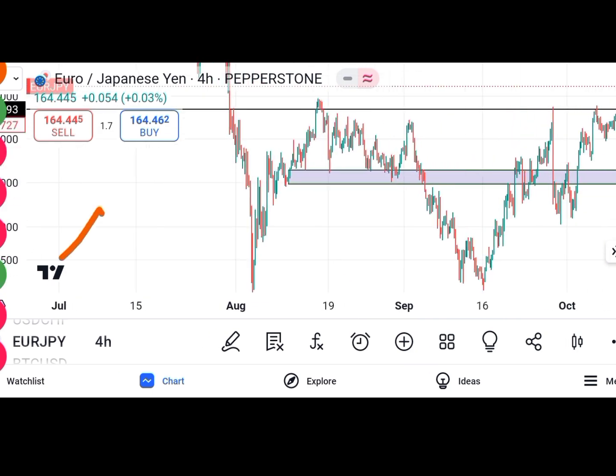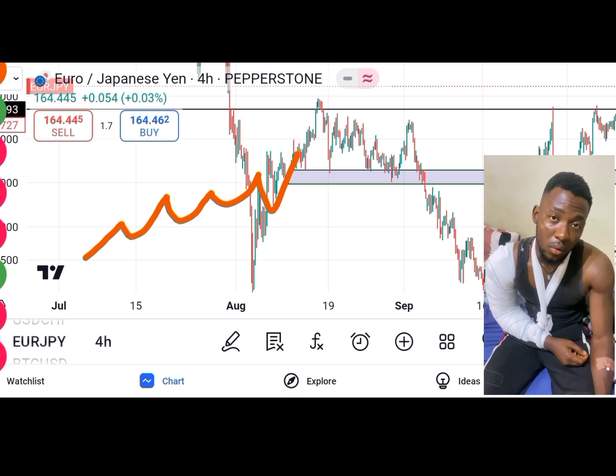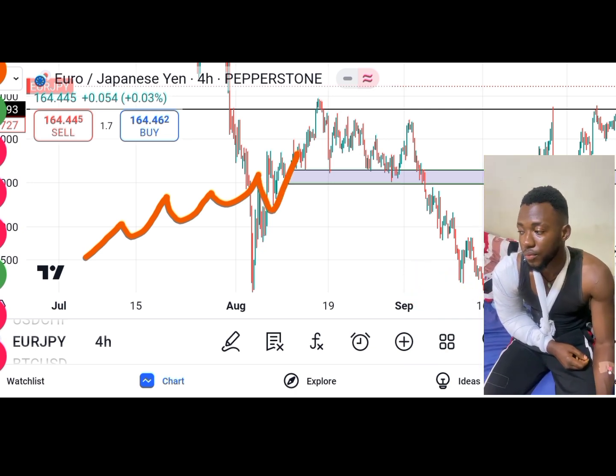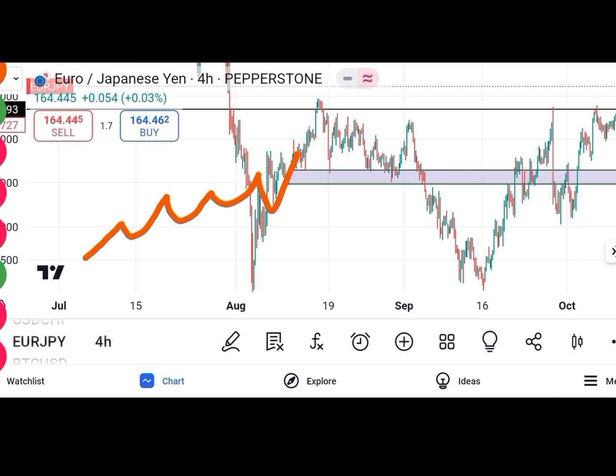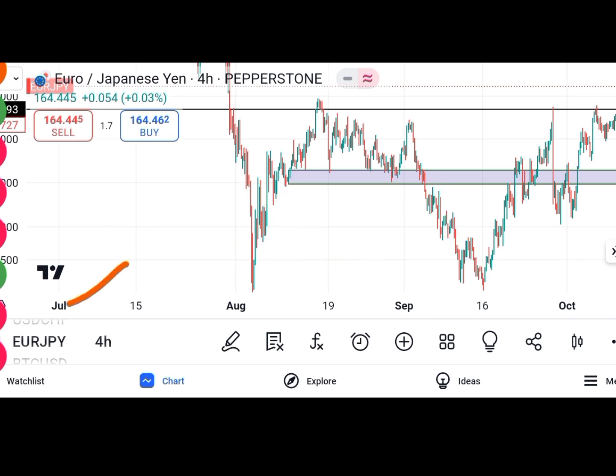We have the uptrend. You have to excuse me, I'm using my left hand to make these sketches because right now I broke my arm and I'm a little incapacitated at the moment. So we have the uptrend, the downtrend, and the ranging market.